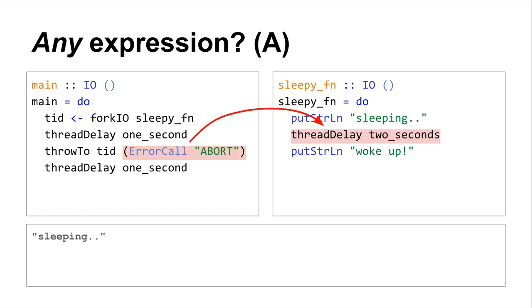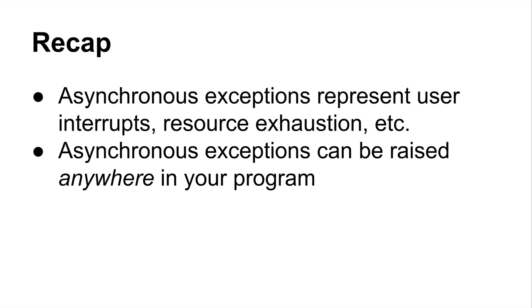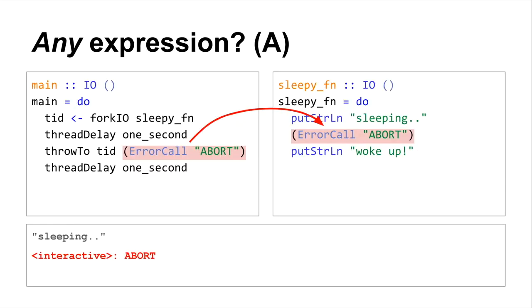So threadDelay 2 seconds is actually, for the purposes of our program, the expression that's being evaluated, right? When this asynchronous exception is thrown to this forked thread, we can just do in our heads, we can replace that expression that was being evaluated with the exception thrown from this other thread, and we never actually make it to the woke up. So my point I was trying to drive home here is that threadDelay says nothing about exceptions.